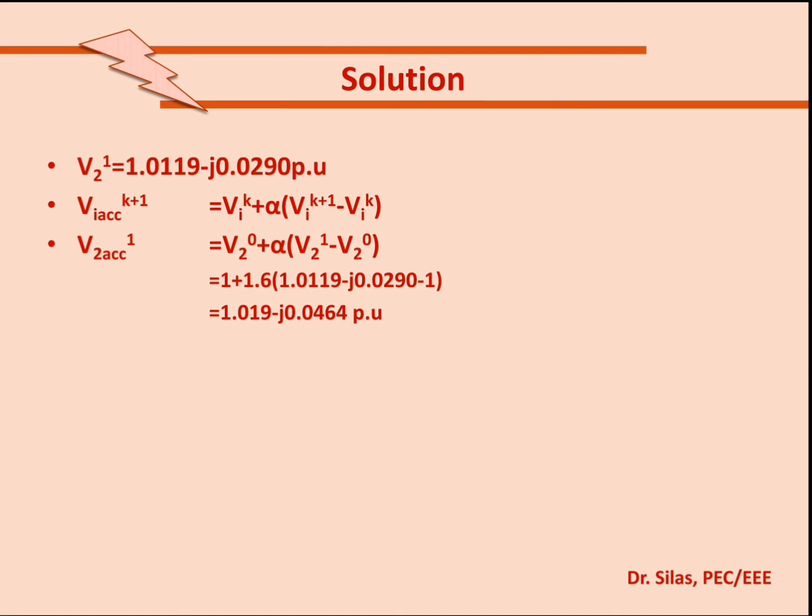Now for the second bus, in the same equation, I am substituting i is equal to 2 and k is equal to 0, alpha is equal to 1.6. For V2^1, I substitute the value which we have determined earlier. V2^0 is the initialized value 1. By substituting, we get the value for V2 accelerated. Now we have determined the voltage of the second bus.